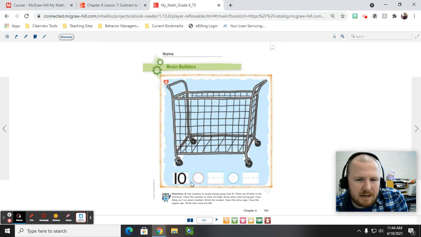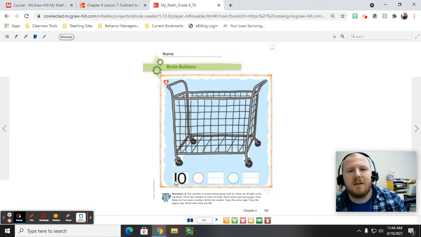And for number 8, it's the same thing. Look, they have 10. It says 10 balls in the container. This is like gym class. So you draw 10 balls in here and then you cross off 7 of them because 7 of them are used in gym. So you draw X on 7 of them, and then you write down how many are left.